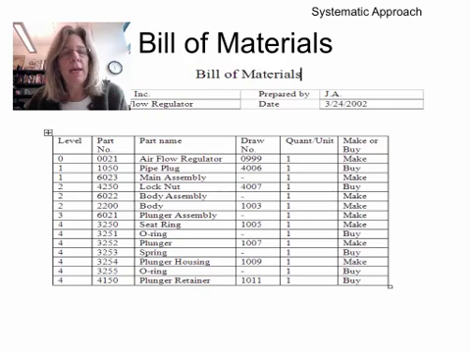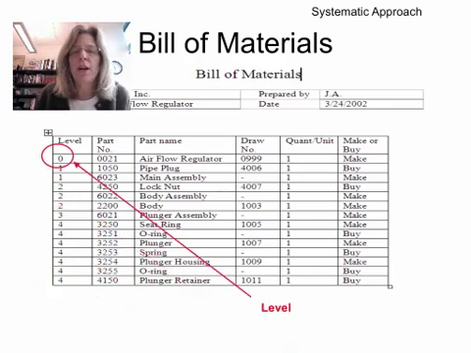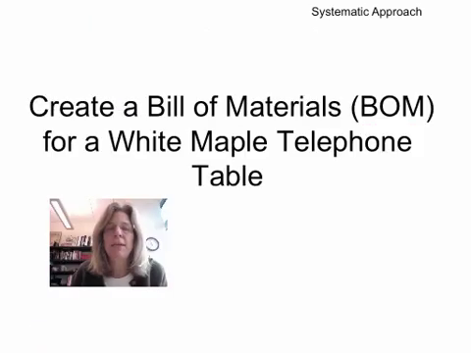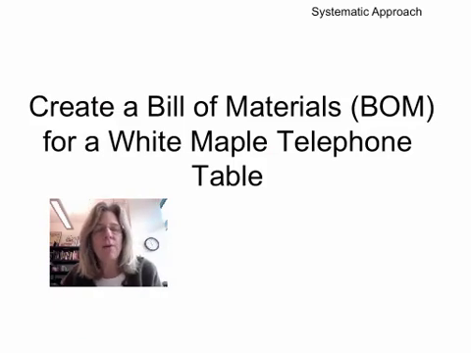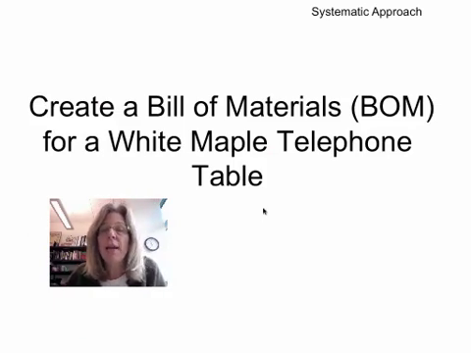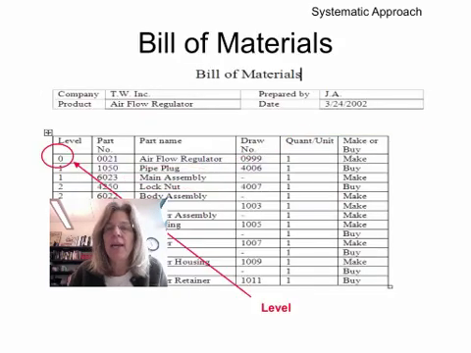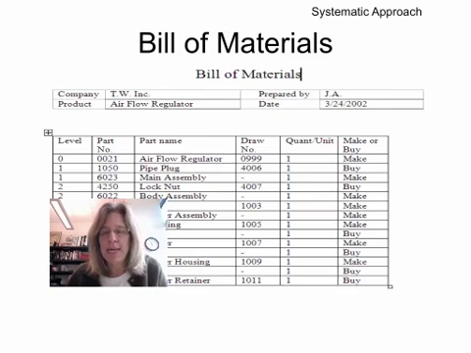So looking again a little bit, I think I already did this, talking about the level and the sub-assemblies. Now what I'd like you to do right now is to go ahead and create a bill of materials for the white maple telephone table in the case study, and actually really make it look like this bill of materials. So that's what I'd like you to do right now.